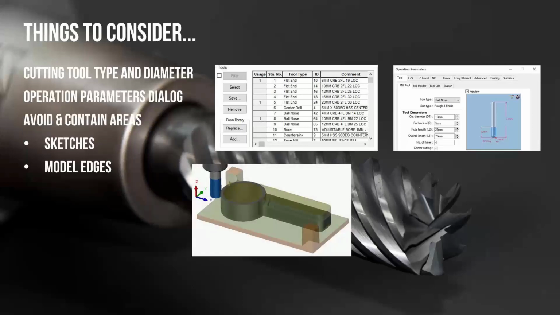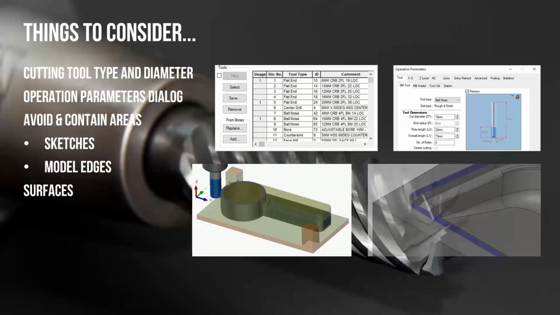Number three is the use of contain and avoid areas, and this includes sketches and or model edges. If you're not familiar with contain and avoid areas, it's basically utilizing these SOLIDWORKS pieces of geometry, again, sketches and model edges, to either contain a toolpath to a certain area or to avoid it in a certain area. And then finally, surfaces. Believe it or not, after all these years, having additional, what I call check surfaces, created in your model will actually help you obtain the desired toolpath that you need.